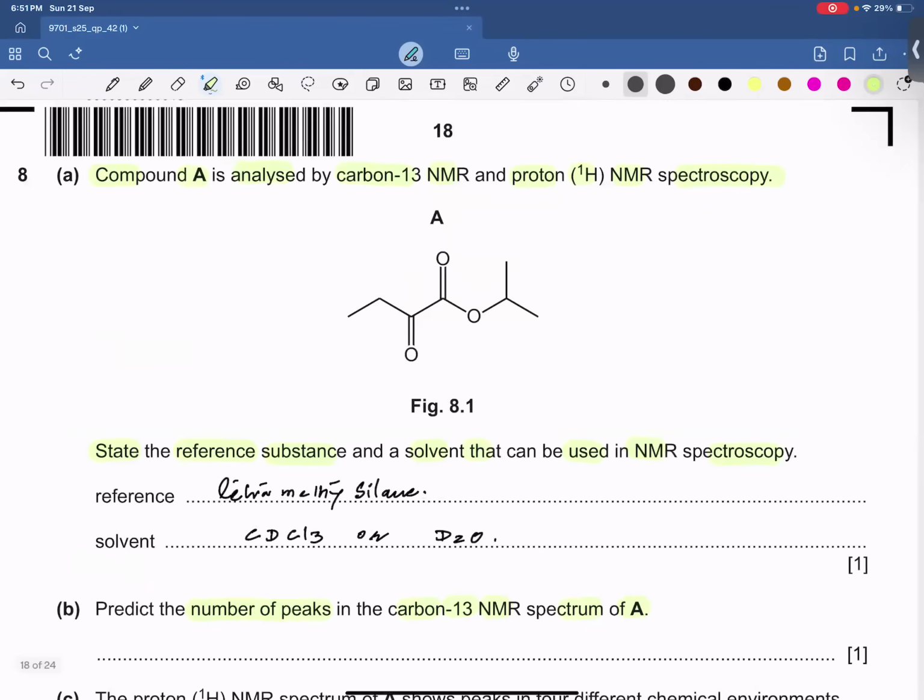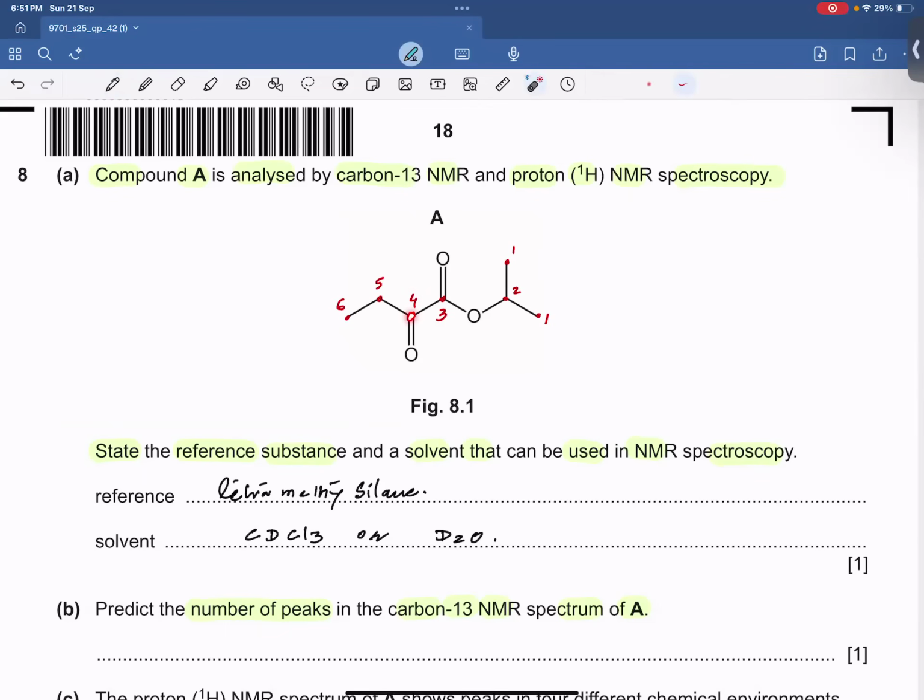All right, predict the number of peaks in the carbon-13 NMR spectrum of A. Okay, let me show you the numbering. This one is first, this one is second, this one is third, this one is fourth. Okay, this one is 5 and this one is 6.